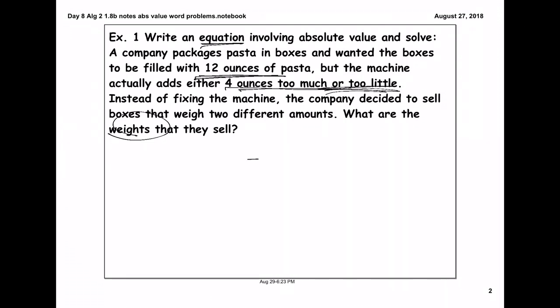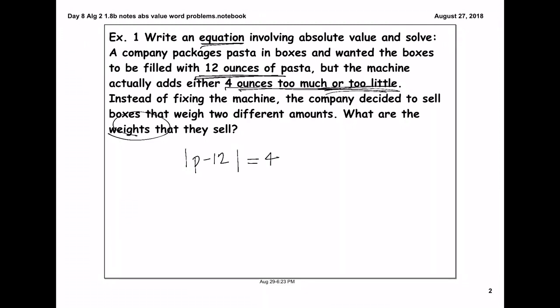So that lets us know that we need an equal sign. It told us that it wanted the boxes to be filled with 12 ounces of pasta. And then it told us that they are either 4 ounces too much or 4 ounces too little. So if we have the absolute value of p minus 12, we can set that equal to 4 because that represents 4 ounces too much or 4 ounces too little.